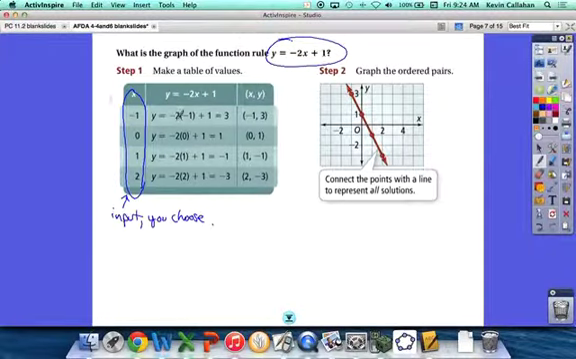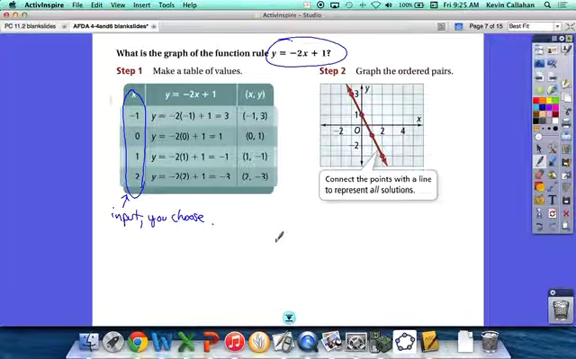So if you plug in -1, you get -2 times -1, which is 2, plus 1 is 3. So plot the point -1, 3. All right, do the same thing for 0, 1, and 2. Here are the points: 0, 1; 1, -1; 2, -3. Okay, now, can we connect those dots?